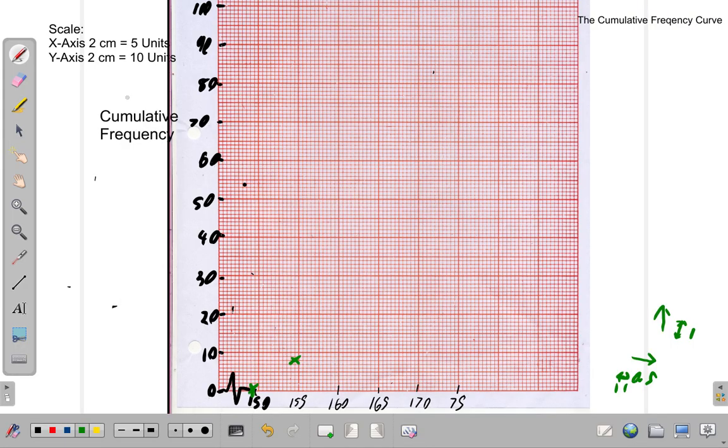So 159.5 is just to the left of 160. You're going to go up and locate 24. 20. 1, 2, 3, 4. Right here would be your point that you're going to plot. Let me just get rid of these, erase them.